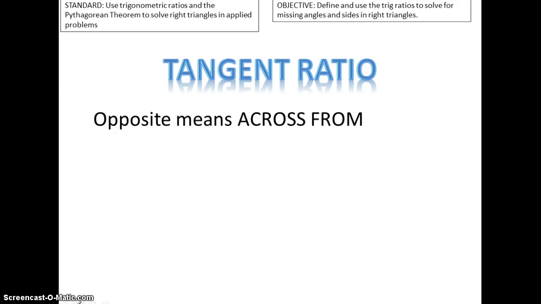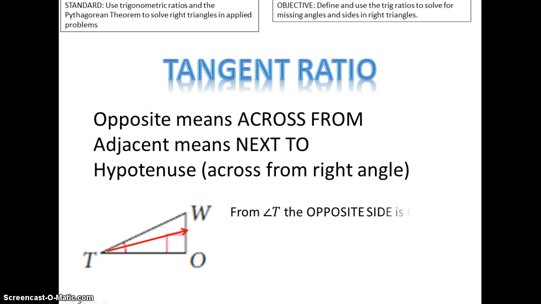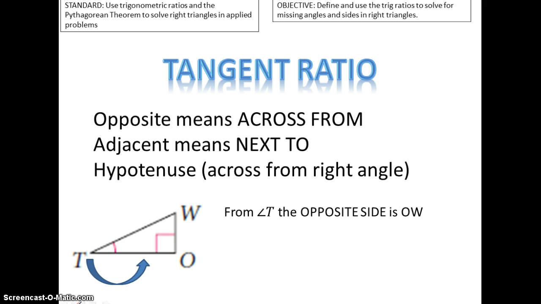First of all, you need to know what this word means, opposite. In this regard, it means across from. Adjacent means next to, and hypotenuse describes the side that is across from the right angle. So here is a triangle, TOW, and across from angle T, opposite from angle T, is side OW. So from T, the opposite side is OW. Adjacent to T is TO.